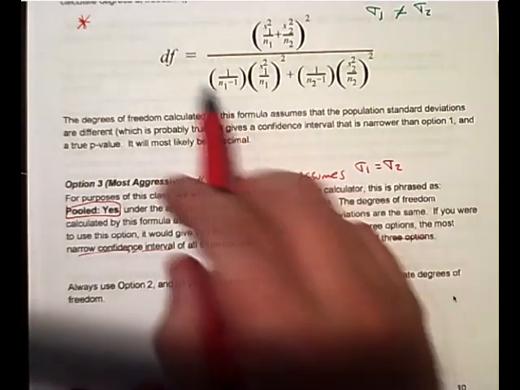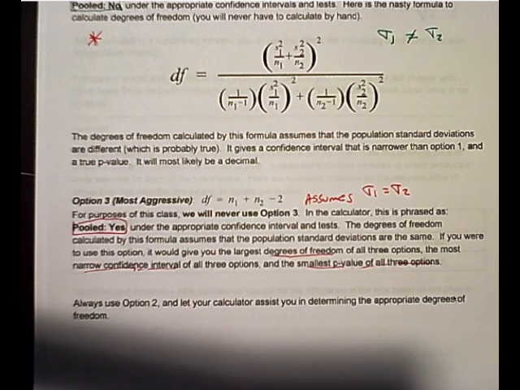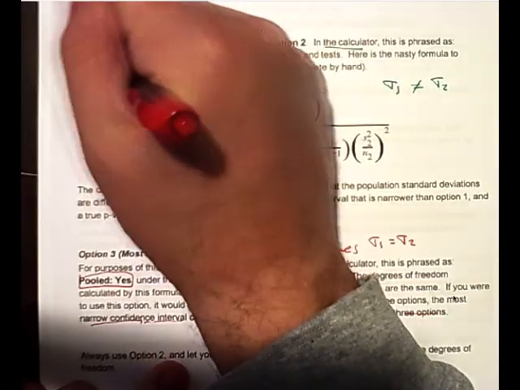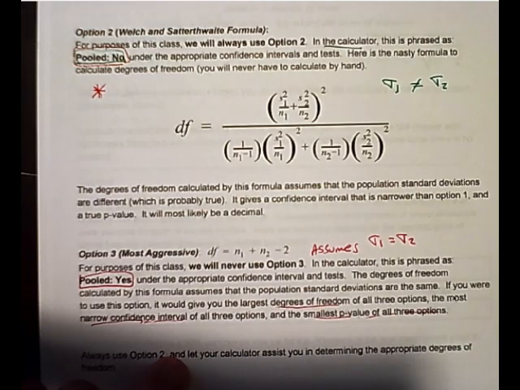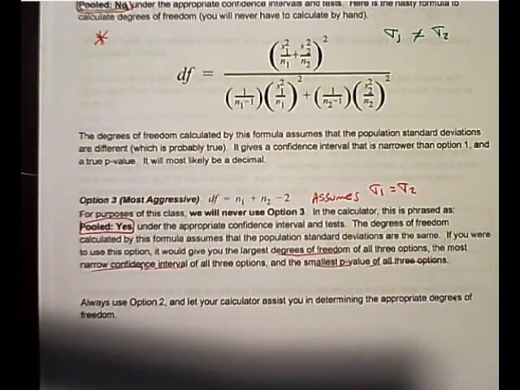So we're choosing the option in the middle. We're not choosing the most conservative, and we're not choosing the most aggressive. So always use option 2, and what you have to remember about that is pooled no, and let your calculator assist you in determining the appropriate degrees of freedom.